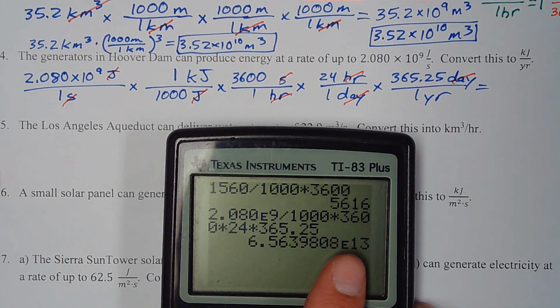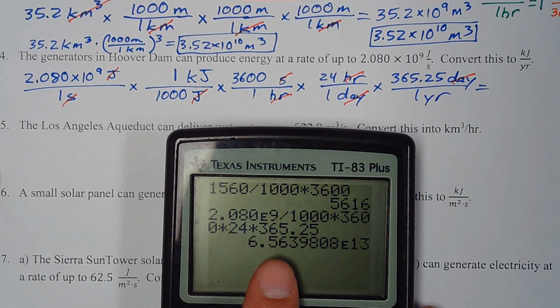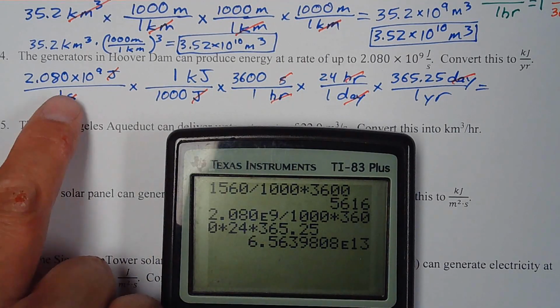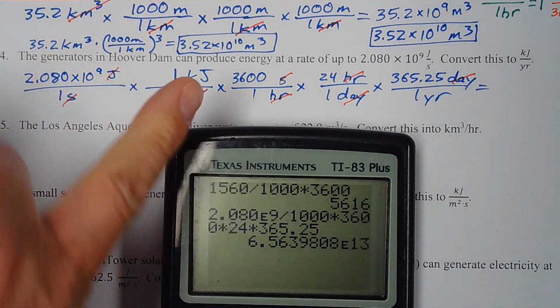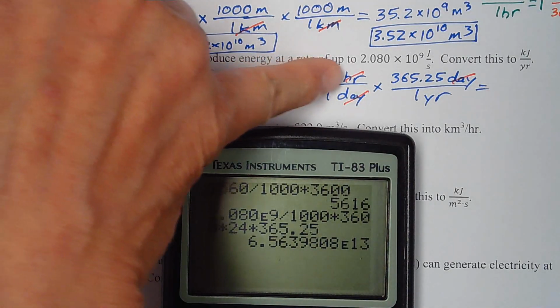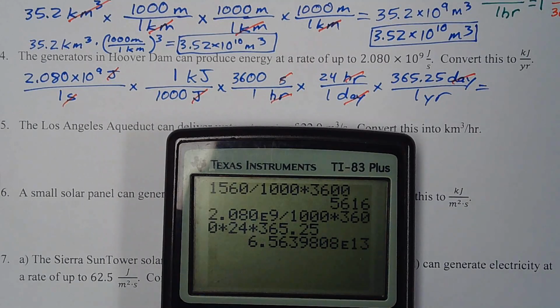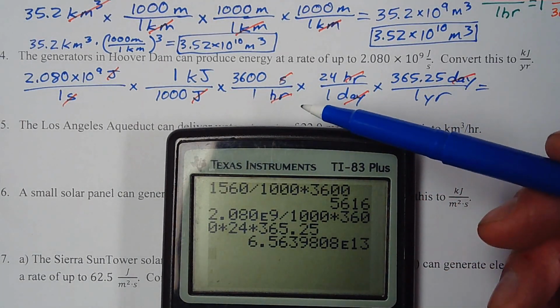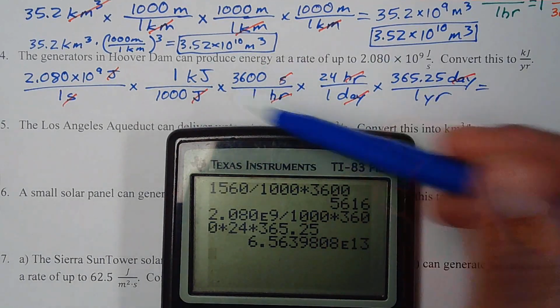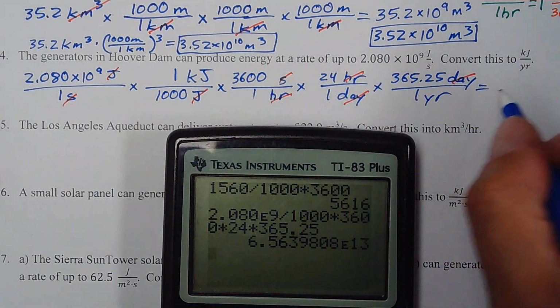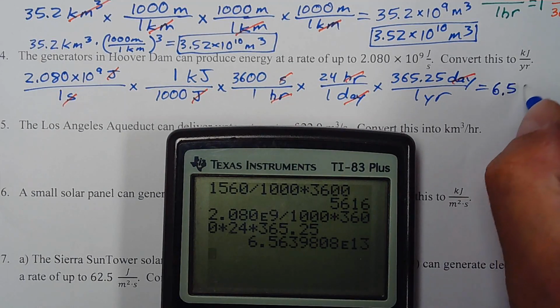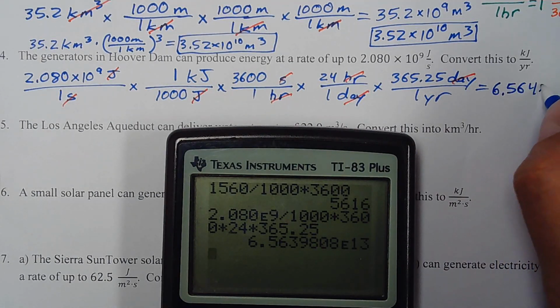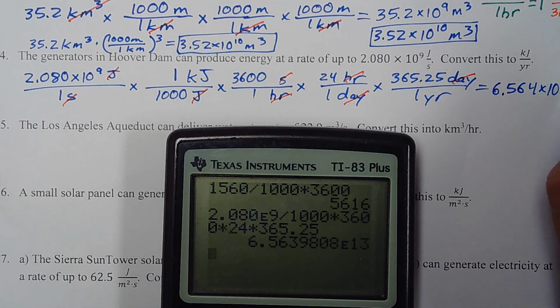That's times 10 to the 13th. So this is 6.56. Let's see, we got 4 sig figs there. By the way, conversion factors, at least within the metric system, are exact numbers, and hence they have an infinite number of sig figs. There are exactly 24 hours in one day. There are exactly 3,600 seconds in 1 hour. So you don't need to count sig figs on your conversion factors. All right, so this is 6.564 times 10 to the 13th kilojoules per year.